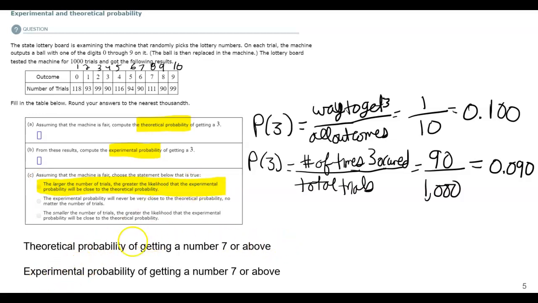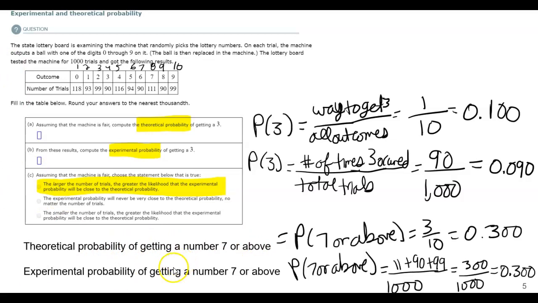I'm going to go ahead and pause the screen and do these bottom 2 problems on your own. Okay, this is what we should have gotten for these. They actually ended up being the same, which is really cool.